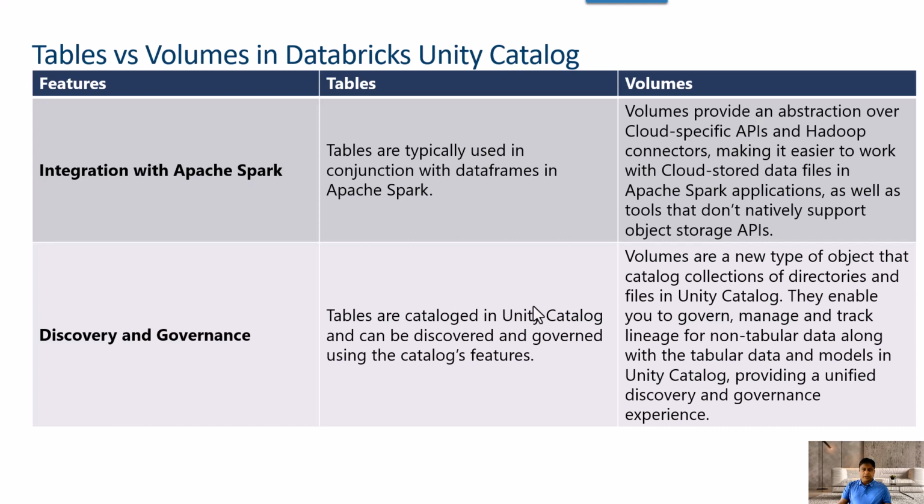Tables are cataloged in Unity Catalog, and they can be discovered and governed using the catalog feature. Volumes are actually a new type of object in the catalog, which you could think of as a collection of directories and files in the Unity Catalog. So they also enable you to govern, manage and track lineage, but that is specifically for non-tabular data sets. Okay, and you can also use tabular data sets as well, and you can also use your models for unified discovery and governance. So these are the critical differences between tables and volumes.